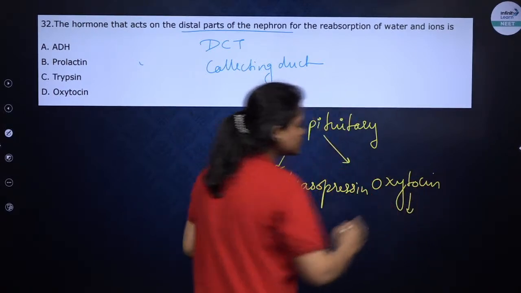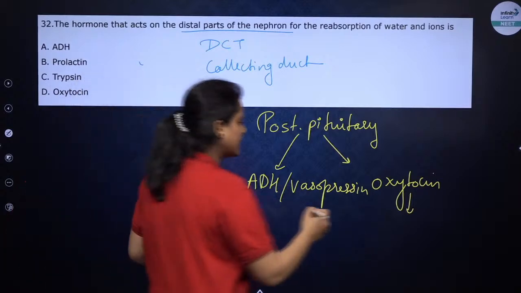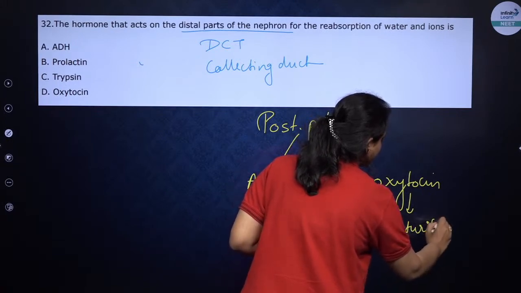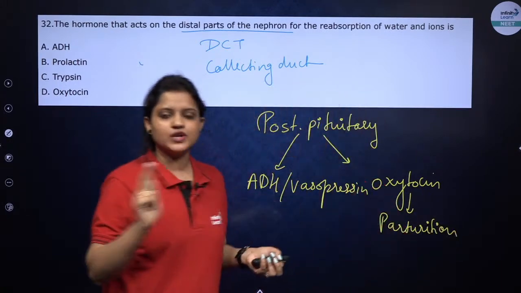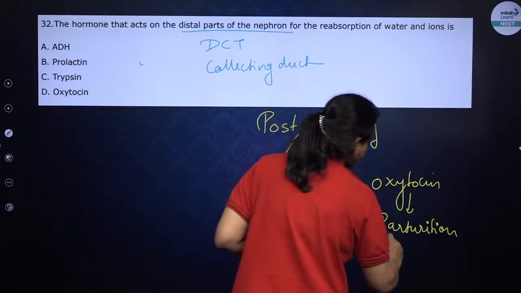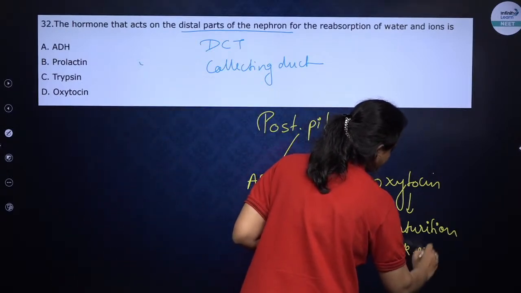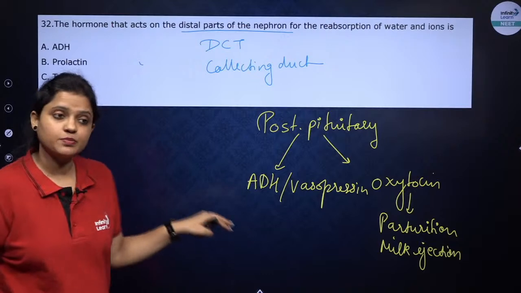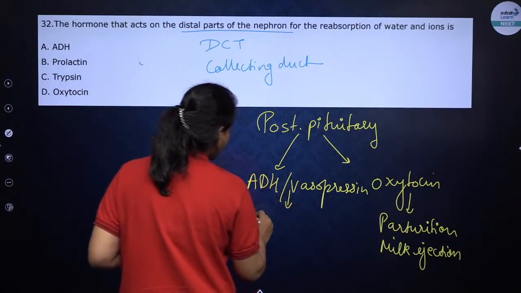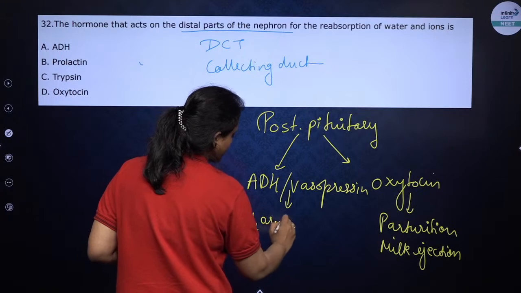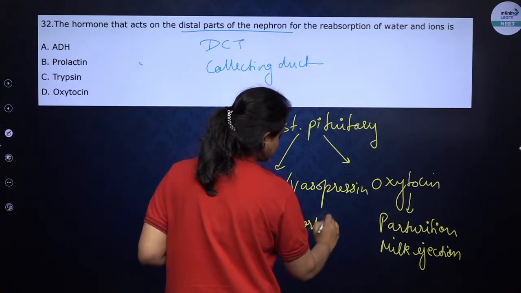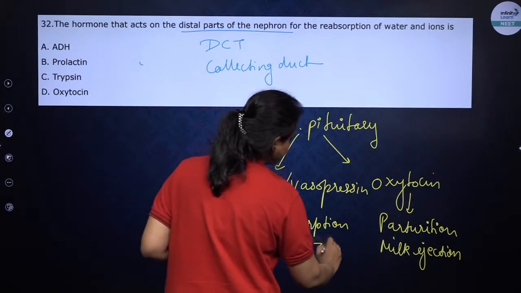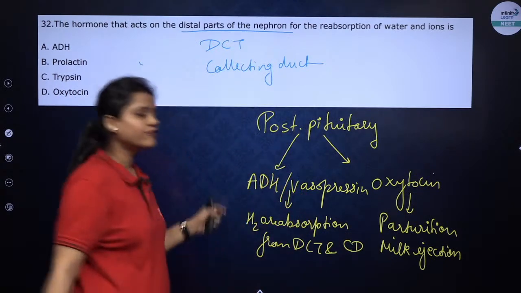Oxytocin will help in parturition or childbirth, and next it will help in milk ejection. Note it down everyone, very important points. ADH and vasopressin is responsible for water reabsorption from DCT and collecting duct of nephrons.